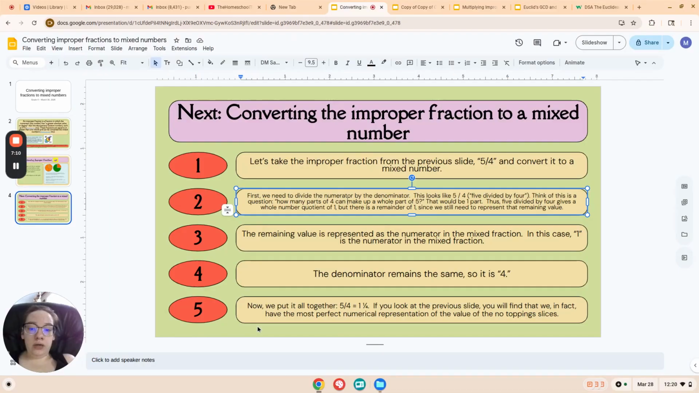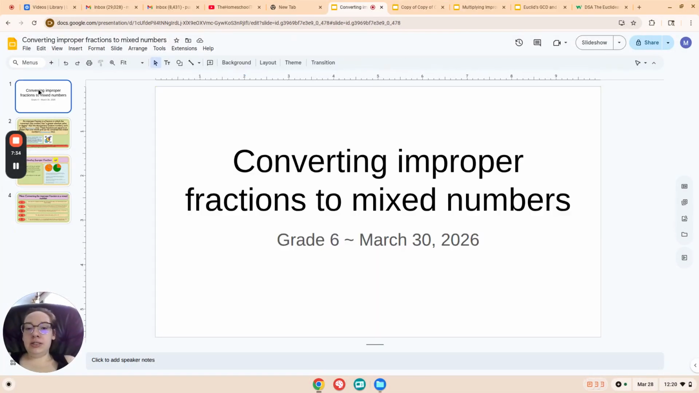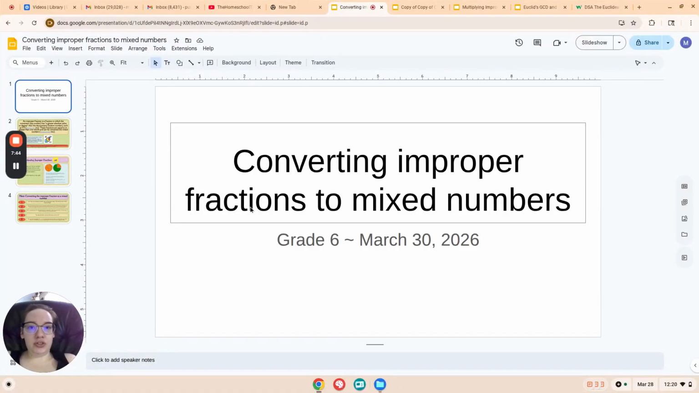Number 5. Now we have put it all together. 5/4 equals 1 1/4, or you could write it out as 1 1/4. If you look at the previous slide, you will find that we, in fact, have the most perfect numerical representation of the value of the no toppings slices. So hopefully this lesson helps you understand improper fractions and how to convert them to mixed numbers, and was straightforward enough that you can put this into practice yourself.